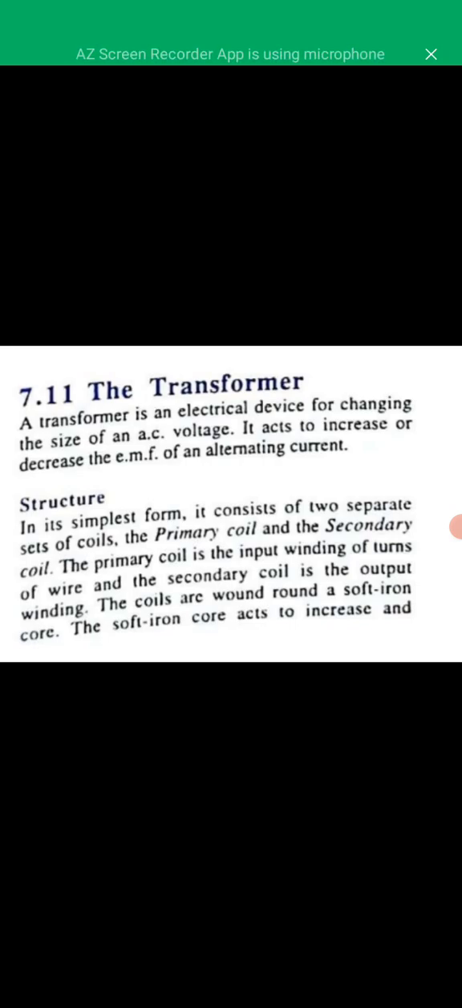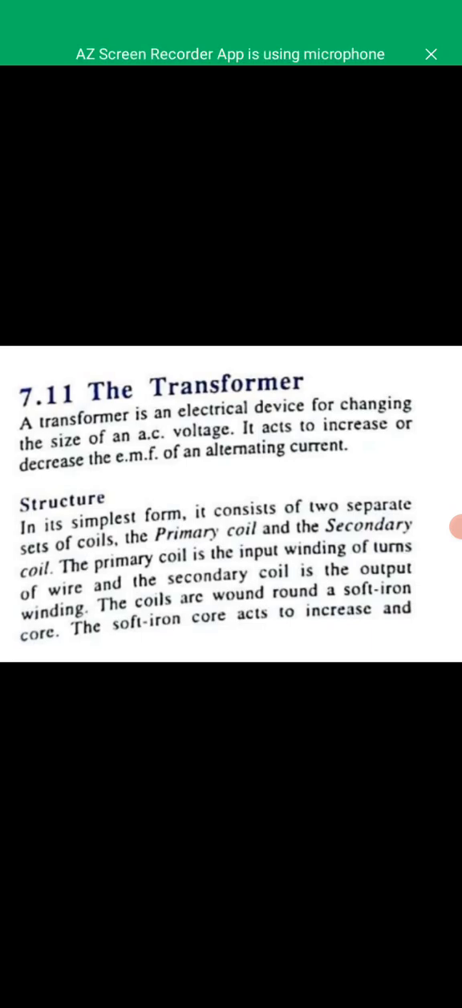Quickly, let's see the structure of a transformer. A transformer is made up of two sets of coil, in simpler terms, the primary coil and the secondary coil. Another name for the primary coil is the mains coil, M-A-I-N-S, or the main coil, or the input coil. It is the coil that receives the main voltage from the electrical power stations, about 220 volts to 240 volts or thereabout. So that's the primary coil.